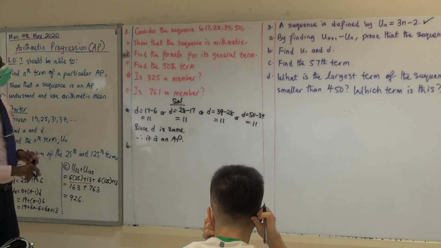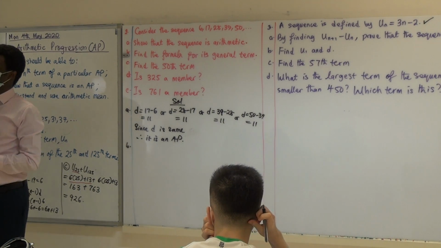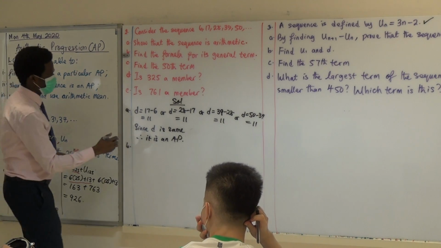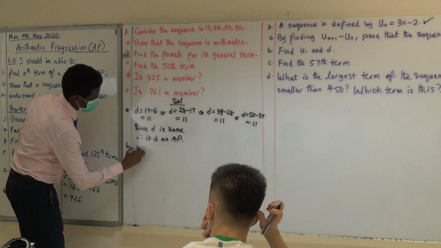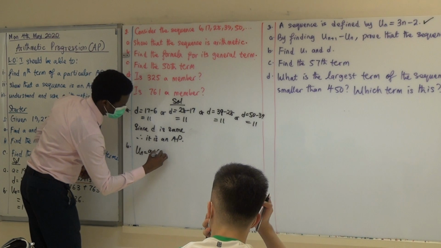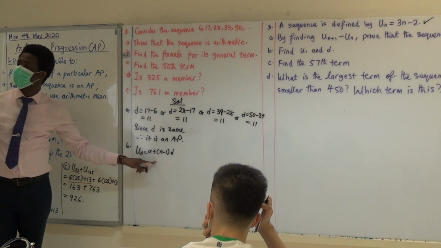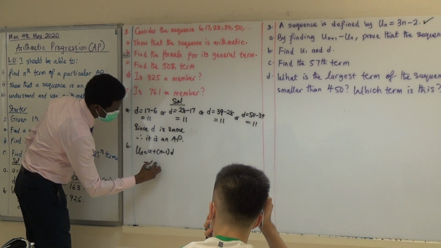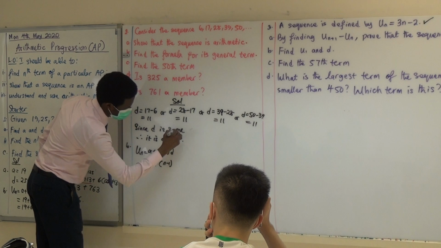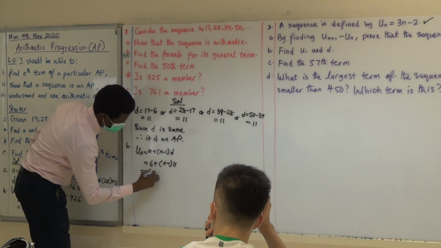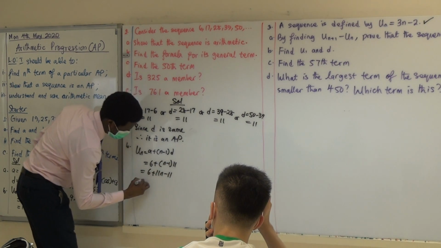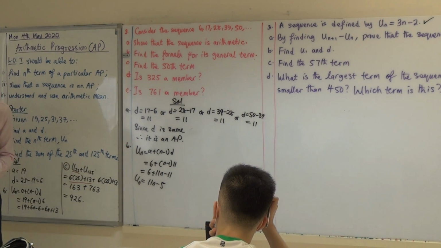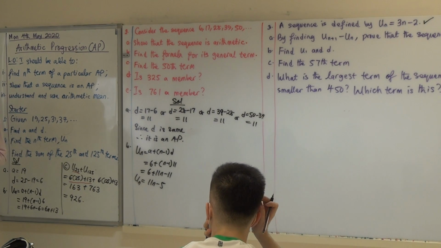B. Find the formula for the general term. I asked the other time what a general term means. I think Justin said nth term, and that's correct. So again, Un is equal to a plus n minus 1 bracket d. You must always remember this. Now what's our a in this problem? 6. And what's our d? 11. So we simplify again: 6 plus 11n minus 11, and that is 11n minus 5. So this is our general term. Did anybody get that? Good.